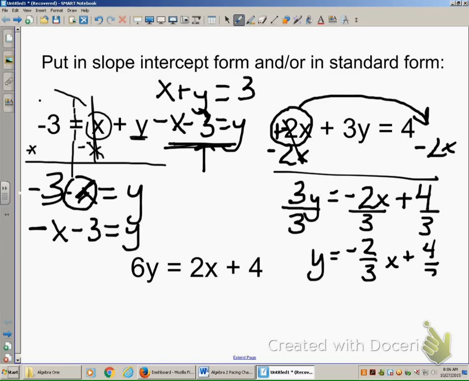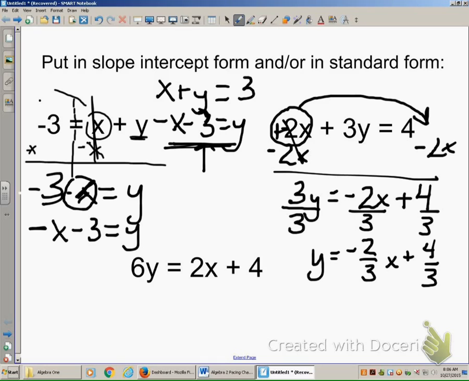So if I wanted to graph this, I would start off by graphing 4/3 along the y-axis. Then I know I would go down 2 and to the right 3, or up 2 and to the left 3, so that I have a negative slope of 2/3. Okay, now this equation is not in slope-intercept form or in standard form.